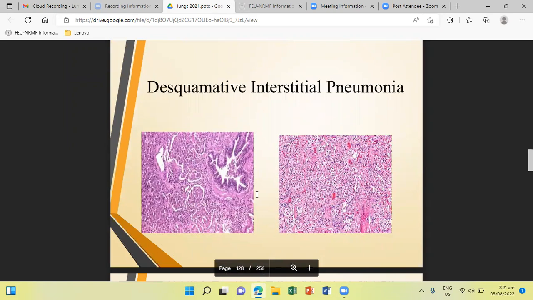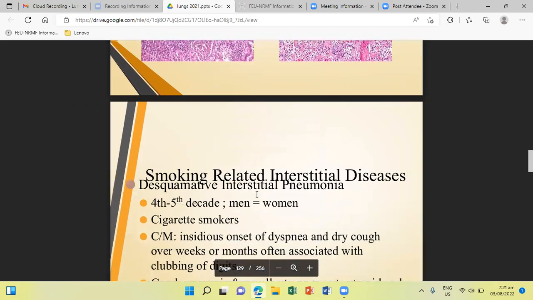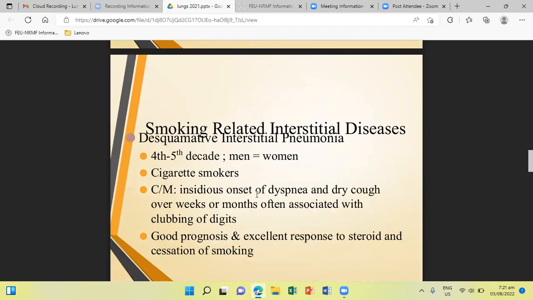So the most striking finding is the accumulation of a large number of macrophages with abundant cytoplasm, otherwise known as smoker's macrophages. The alveolar septa is expected to be thickened. Inflammatory infiltrates are often in the form of lymphocytes, plasma cells, and occasionally eosinophils. Patients with DIP usually have an excellent response to steroid therapy and cessation of smoking, but occasional patients may also progress to interstitial fibrosis. So again, that's DIP.